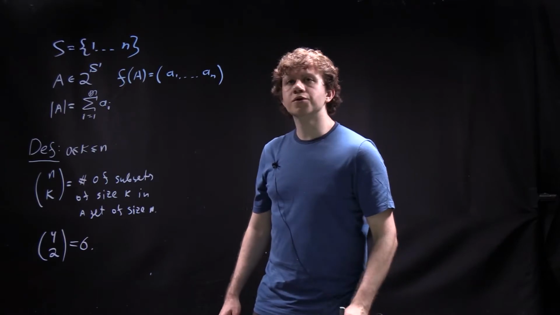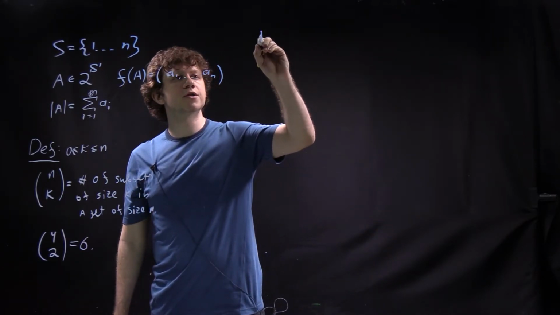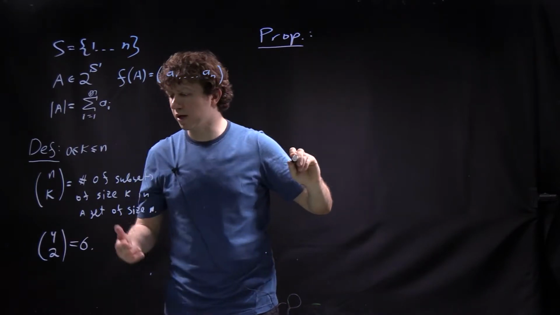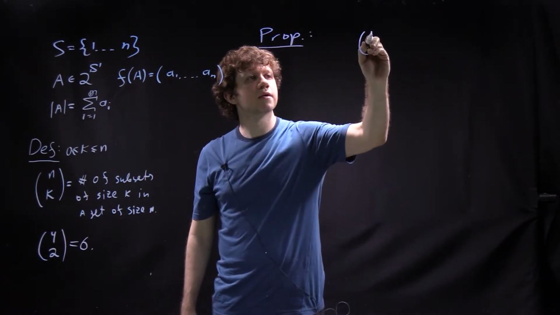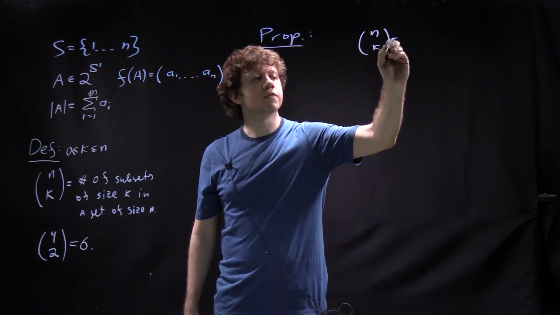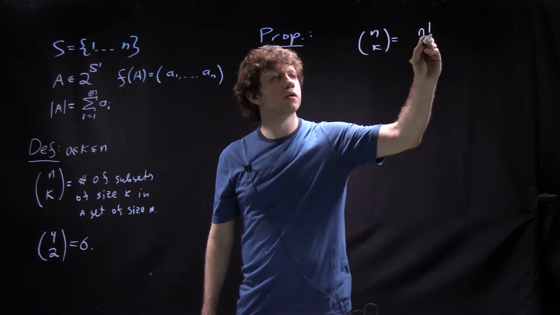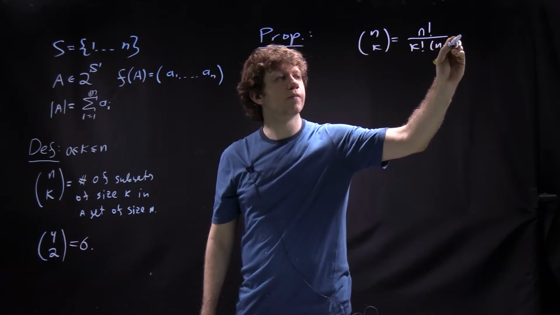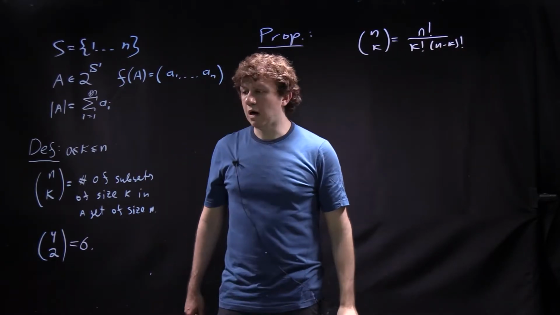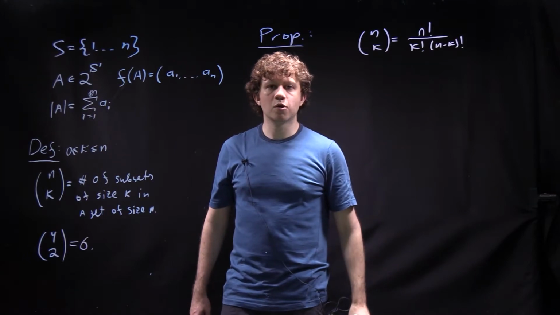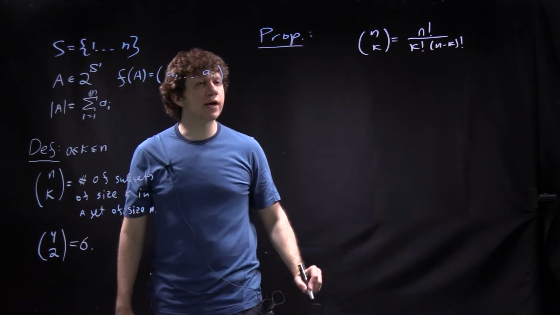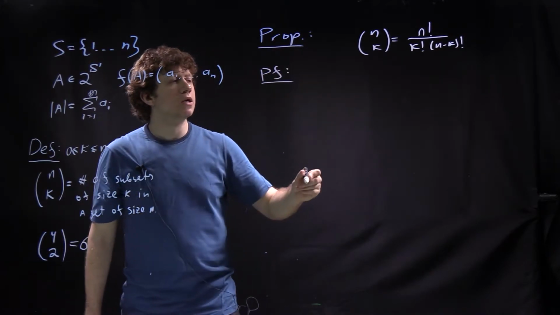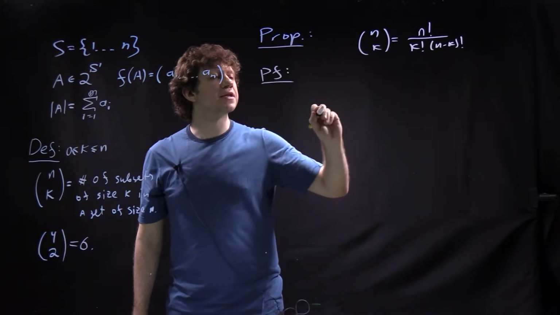And in general, a little proposition is that there is a formula. So n choose k is equal to n factorial divided by k factorial times n minus k factorial. So how to prove something like that? Of course there are tons of different ways, but probably the easiest way is to rewrite it in the following way.